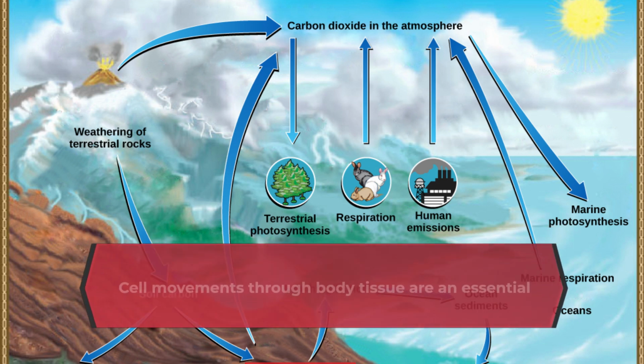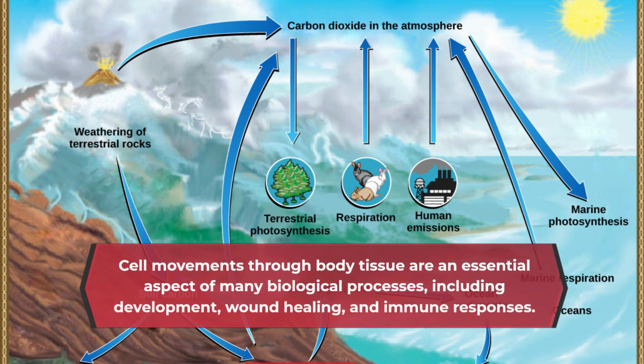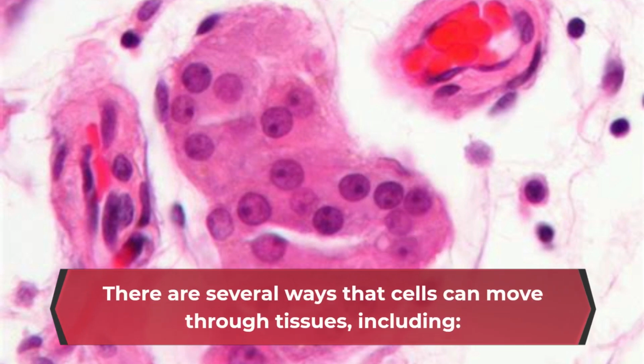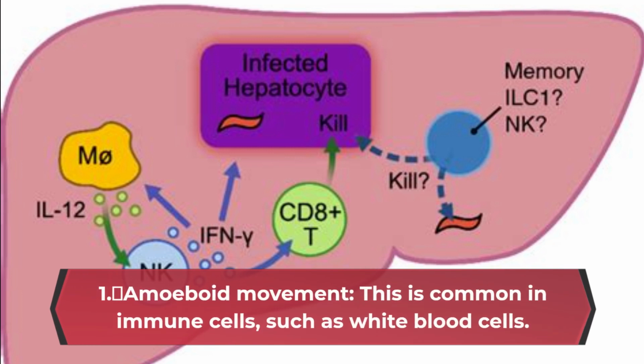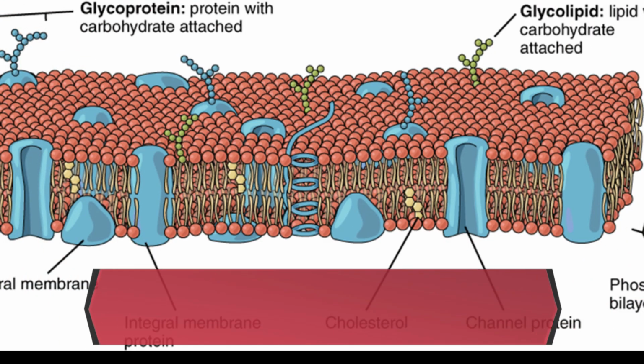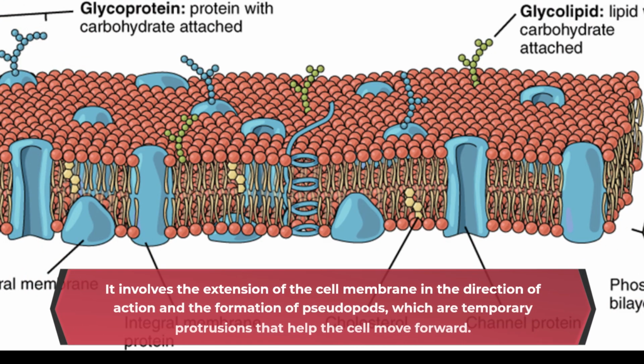Cell movements through body tissue are an essential aspect of many biological processes, including development, wound healing, and immune responses. There are several ways that cells can move through tissues, including: 1. Amoeboid movement. This is common in immune cells, such as white blood cells. It involves the extension of the cell membrane in the direction of action and the formation of pseudopods, which are temporary protrusions that help the cell move forward.